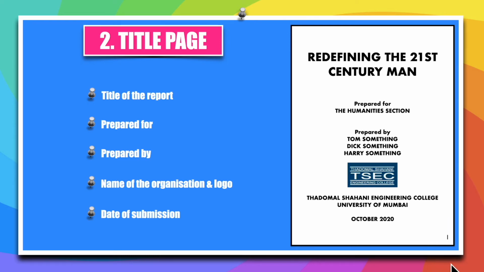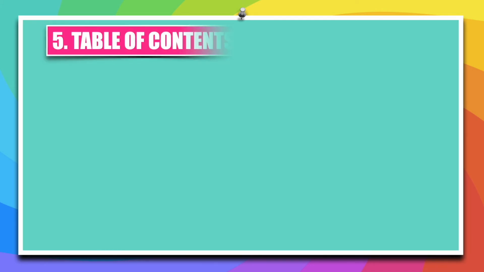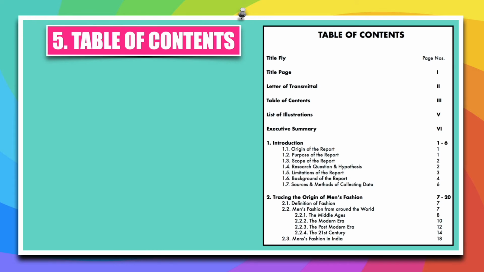Here, I would like to draw your attention to the fact that the page numbering of the report starts from this page onwards. The fifth component of the prefatory part is the table of contents. Please mention all the parts of the report starting from page 1. You will notice that the table of contents is also a part of the table of contents.